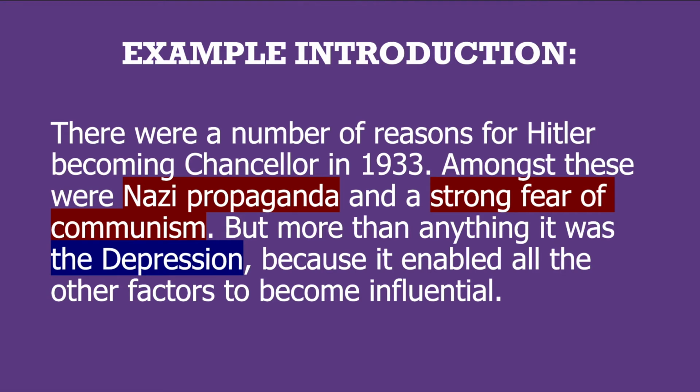And also another thing, the student has made sure to convey how far they agree. So as you can see in the last sentence, "but more than anything, it was the Depression because it enabled all the other factors to become influential." So over here, the student has clearly showed that they agree to a very far extent that the Depression was the main reason, because they have even given a reason for why they think so. This kind of statement is very good to include in your introduction because it gives the examiners a clear idea of how far you agree.